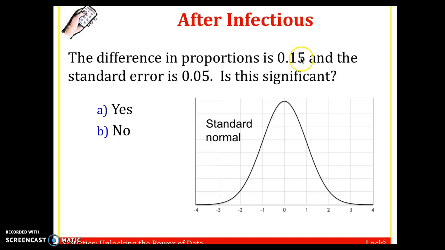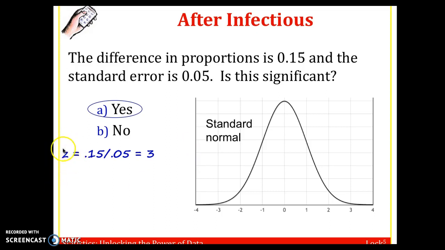All right, so the difference in proportion is 0.15, and the standard error is 0.05. Again, we would need to go to StatKey to get this exact value, but assuming you have the standard error, is this significant? I think this is not an easy question. The answer is yes, but why is it significant?